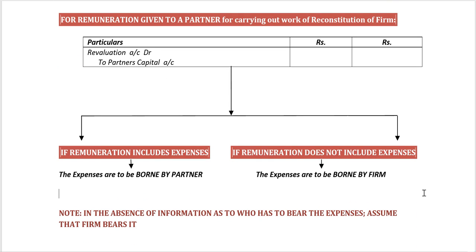Now, while such remuneration is being given, it may be specified in the sum that the remuneration includes the expenses. Then we will infer that the expenses are to be borne by partner. Any expense that may arise has to be borne by the partner. However, if nothing is specified or if it states that the remuneration does not include expenses, then we infer that any expenses that may be incurred are to be borne by the firm.